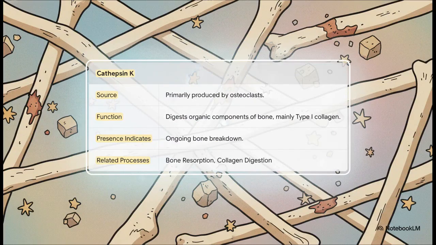This one just perfectly captures that final, critical step of resorption. See, after the bone mineral gets dissolved, something has to digest that tough type 1 collagen framework that's left behind. And that is the job of cathepsin K. It is the powerful enzymatic engine that osteoclasts use to clear out that organic matrix. So its activity is a definitive, direct marker of ongoing, active bone breakdown.